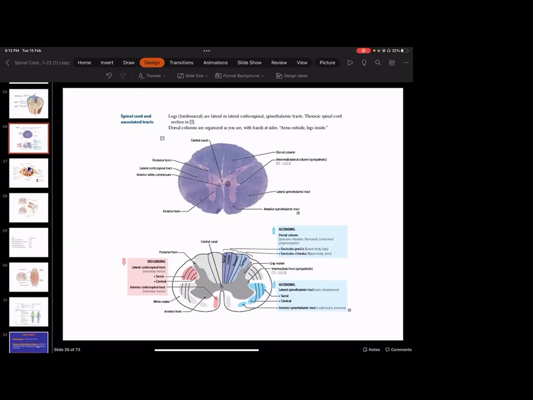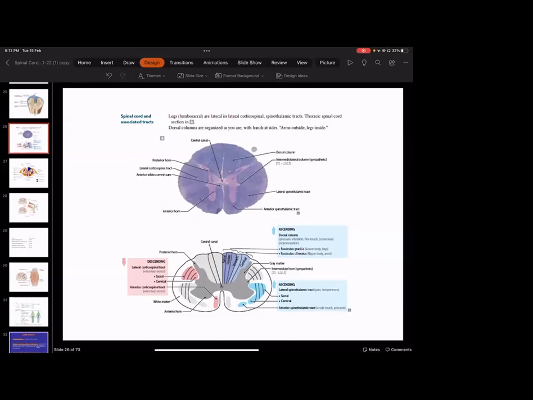So I'll do it again so you guys know. You have your white matter, you have your gray matter. In gray matter, you have your dorsal horn, posterior horn. You have your anterior horn, ventral horn. Anterior horn, motor supply. Posterior horn, your sensory, and your lateral horn is basically your sympathetic, okay?